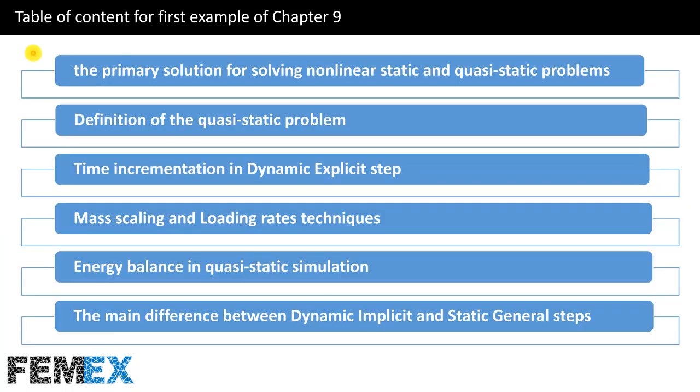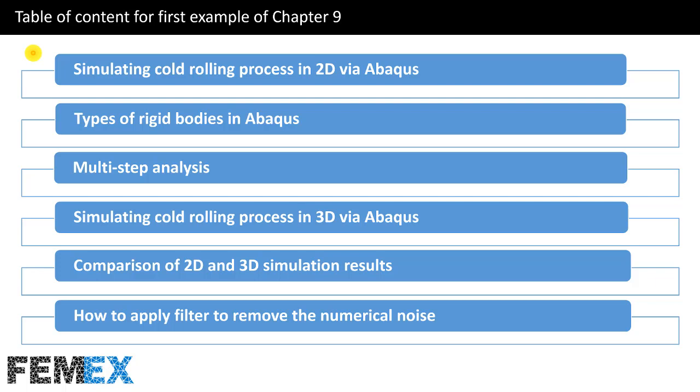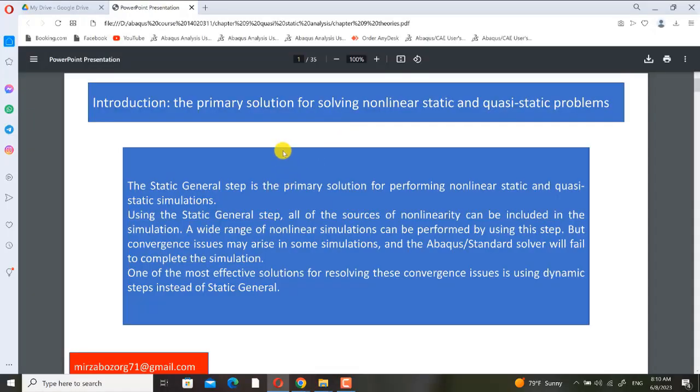This is the table of contents for the first example of chapter 9. Introduction: the primary solution for solving nonlinear static and quasi-static problems. The static general step is the primary solution for performing nonlinear static and quasi-static simulations.